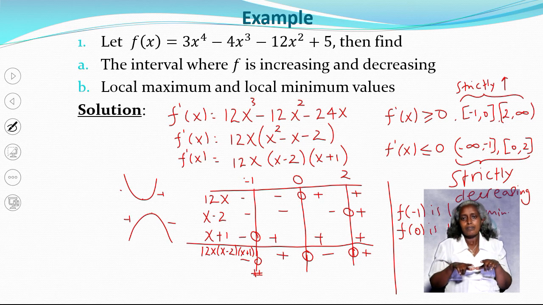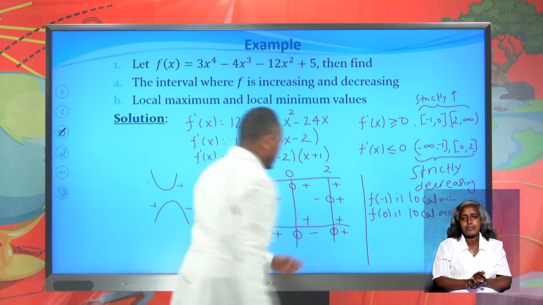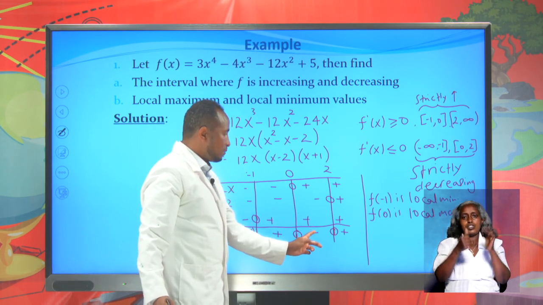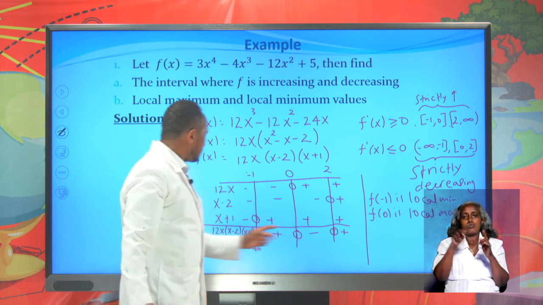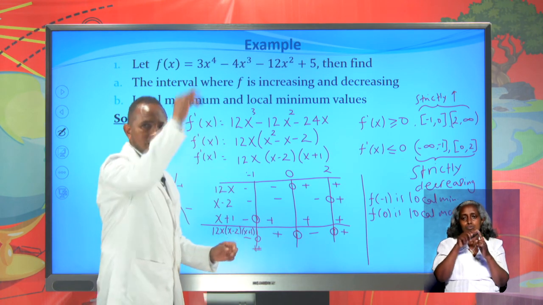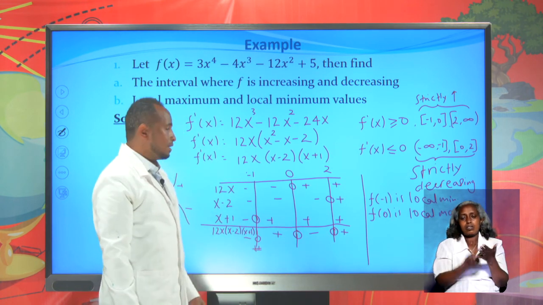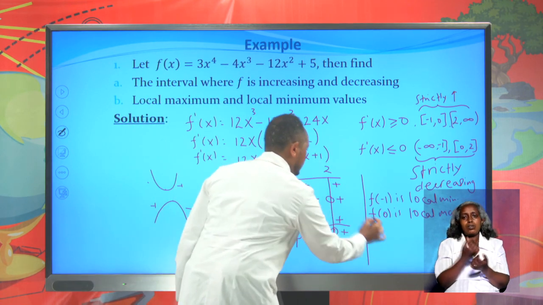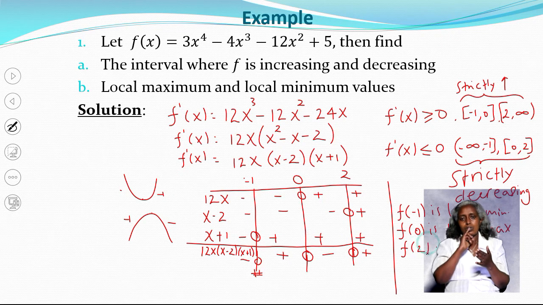local max. And at 2, the derivative is changing its sign from minus to plus. So minus to plus means it is moving like this. So it has a local minimum point at this. So f of 2 is a local minimum. So this is the first example. We'll continue to the next one.